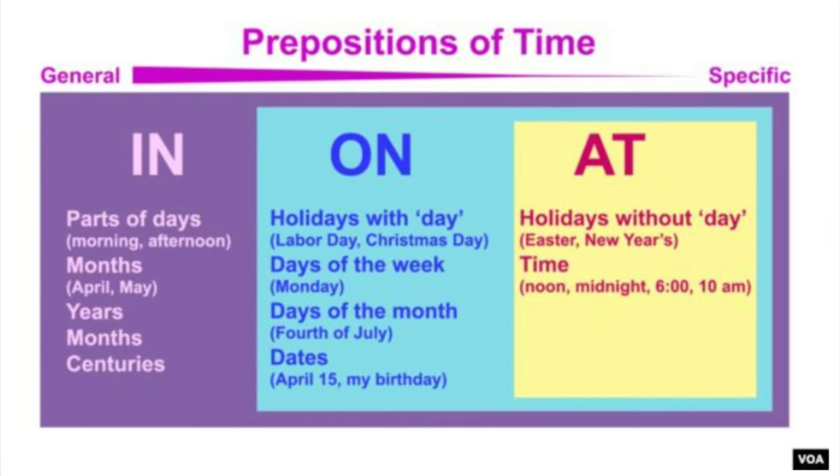For days, dates, and a specific holiday with days, you may use the preposition on. For example, on Labor Day, on Christmas Day, on Monday, on Tuesday, on the 4th of July, on April 15, on my birthday. So for times and shorter periods of day and indicators of exception and festivals, we may use the preposition at. For example, at Easter, at New Year's, at noon, at midnight, at 6 o'clock, at 10 a.m.